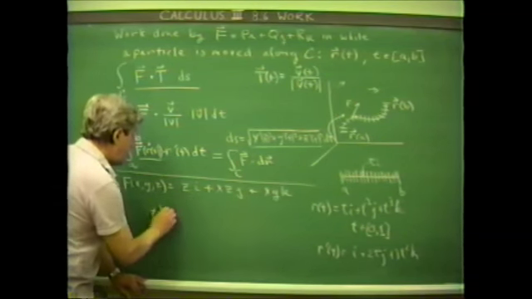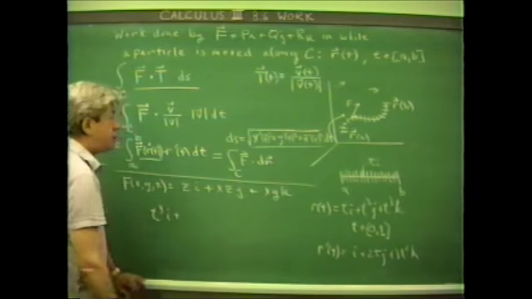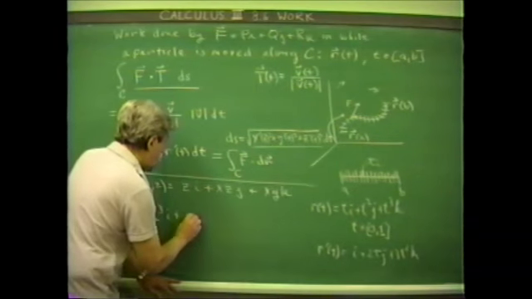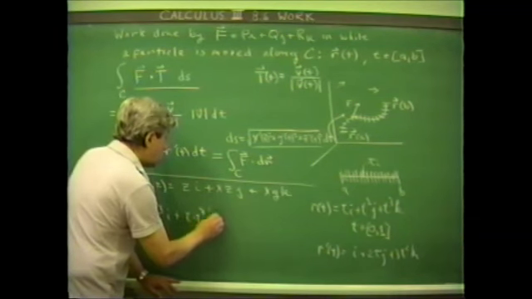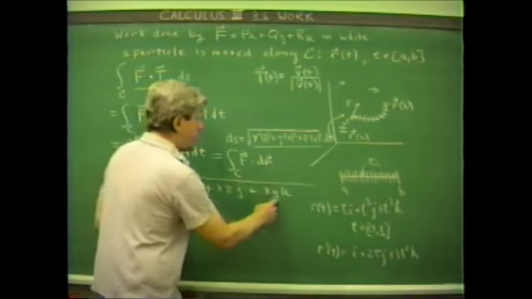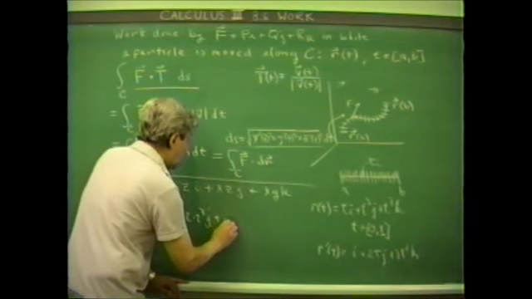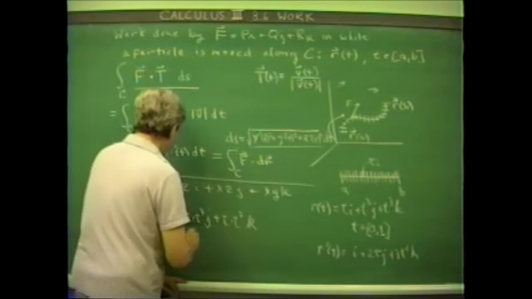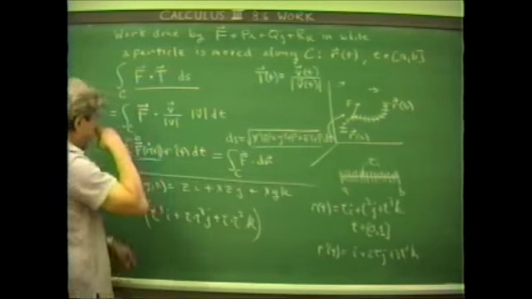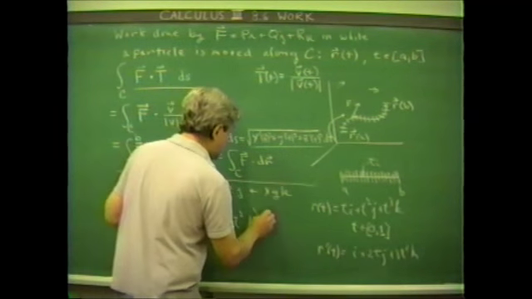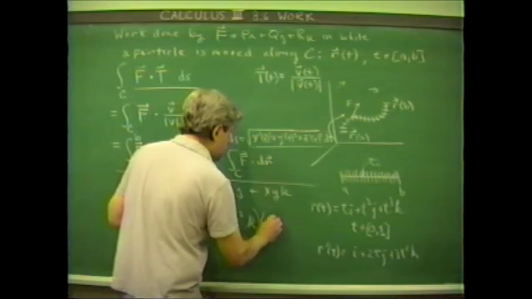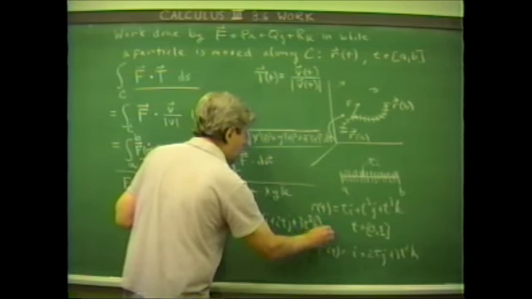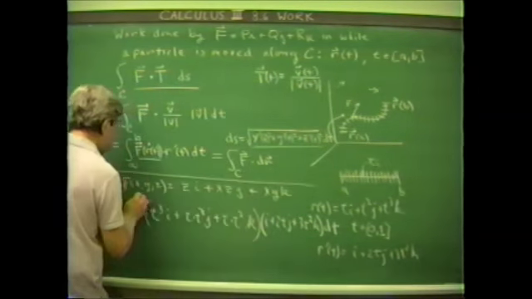z i, t cubed i, plus x times z, that's t times t cubed j, plus x times y, that's t times t squared k. Right? And now what we wish to do is dot that with r prime of t. That's to say, i plus 2t j plus 3t squared k, and integrate that with respect to t from 0 to 1.